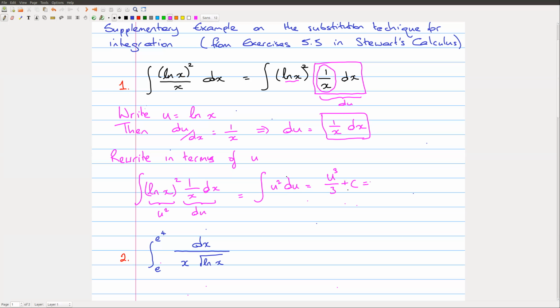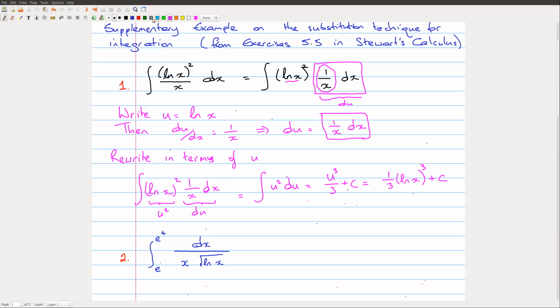And finally, because the problem was presented to us in terms of the variable x, we should give our answer in terms of x, so it'll be recognizable. u was the log of x, so this is 1/3 (log x)^3 plus constant.